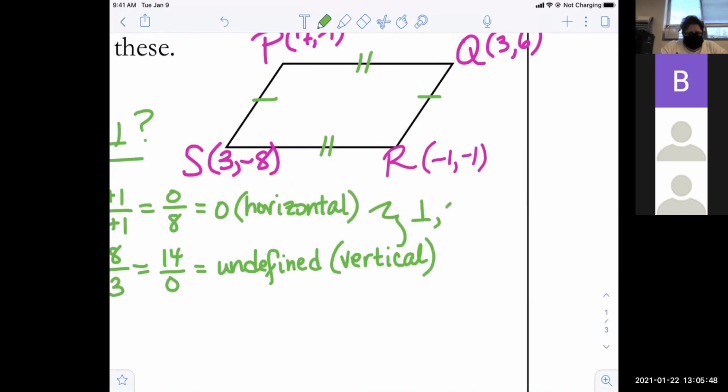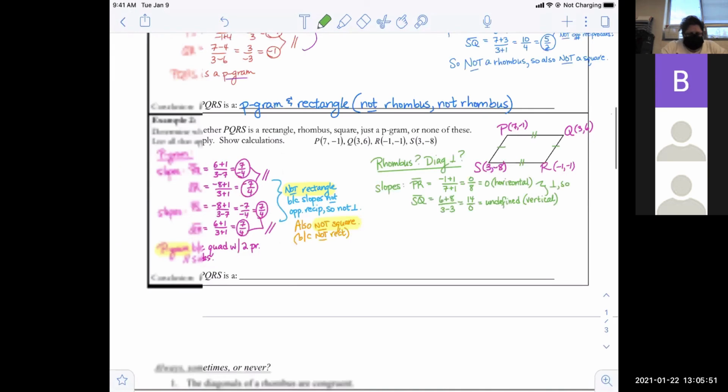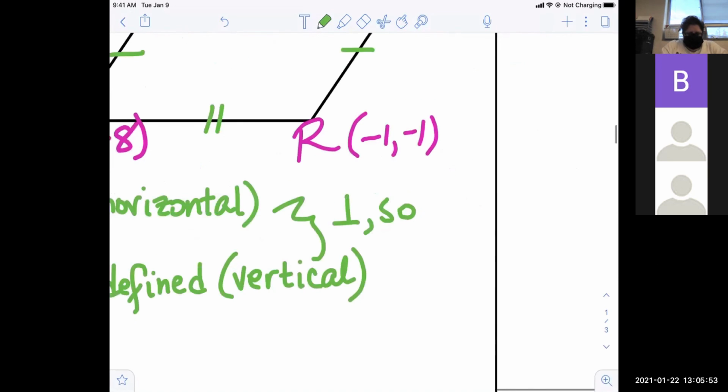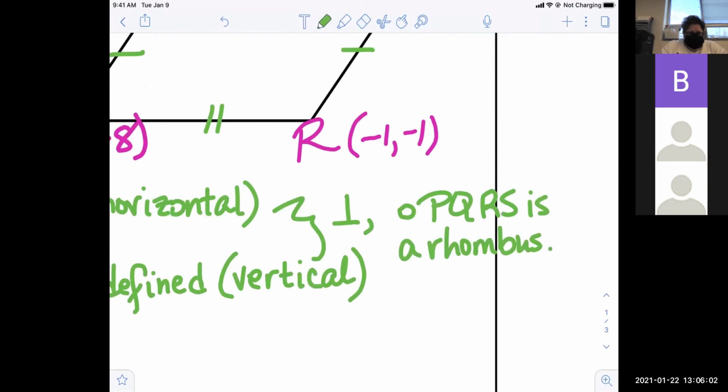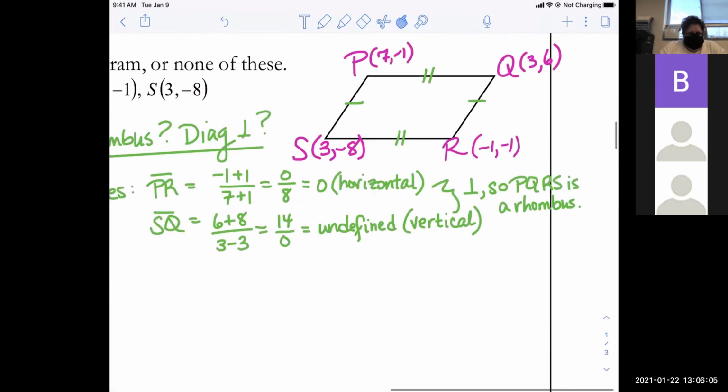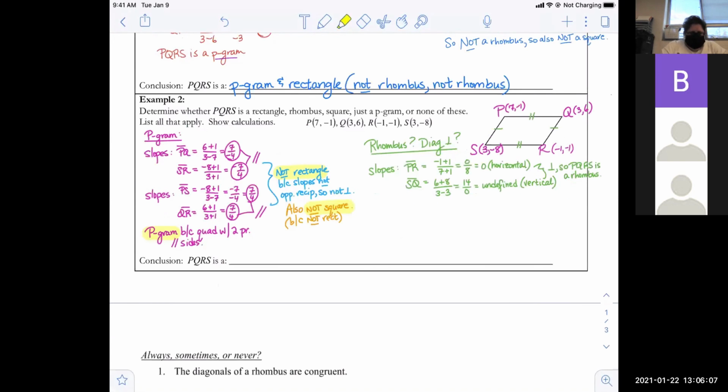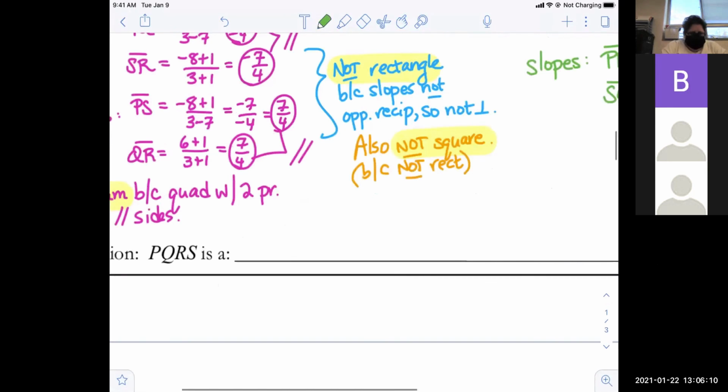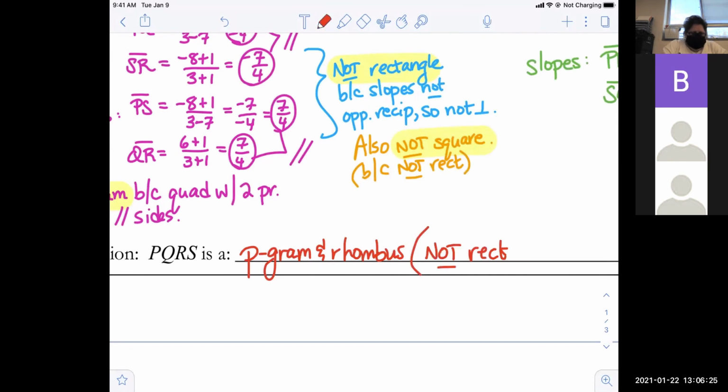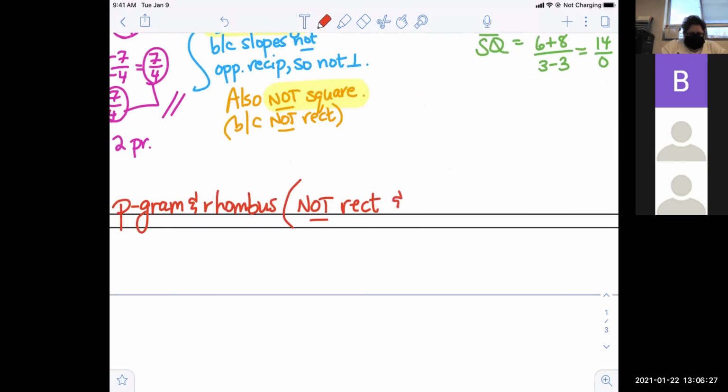So PQRS is a rhombus. All right, so our answer there is going to be yes, it's a parallelogram. Yes, it's a rhombus. But it's not a rectangle and not a square.